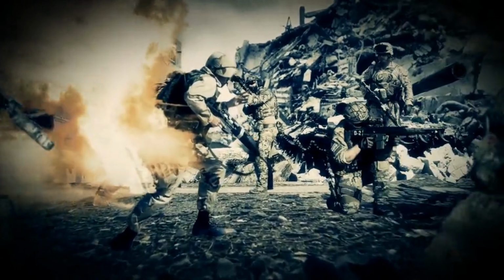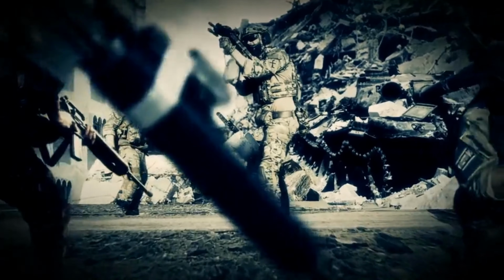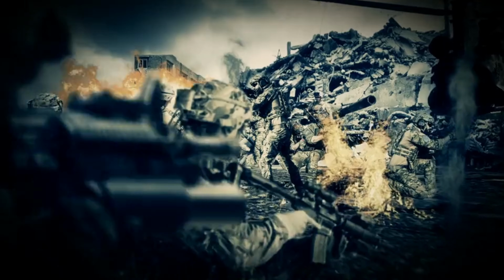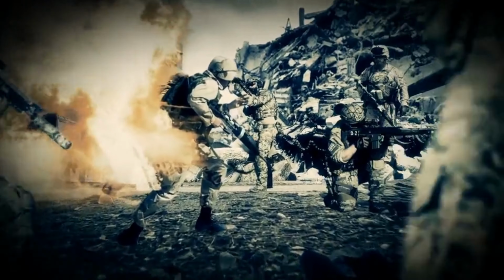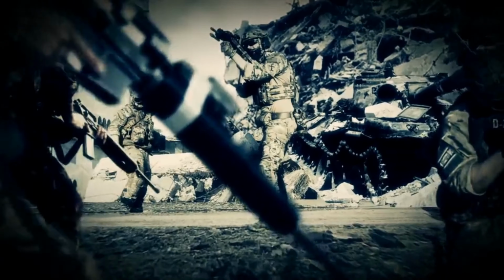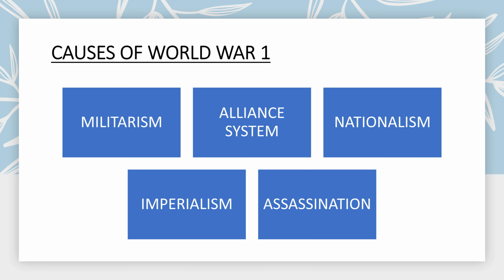In this captivating video, I will tell you about World War One. World War One, also known as the Great War, was a global conflict that spanned from 1914 to 1918, involving major powers and their allies. In the late 19th and early 20th centuries, a combination of nationalism, imperialism, militarism, and a complex alliance system set the stage for the outbreak of the war.